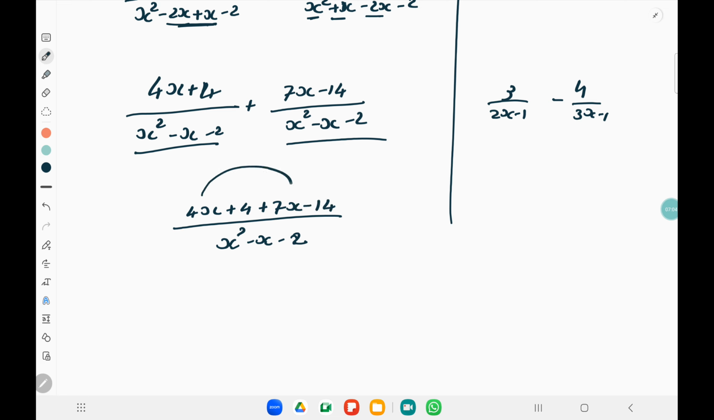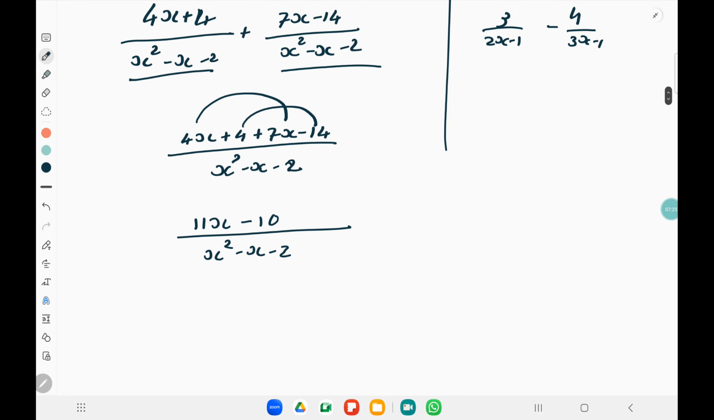And let's collect the like terms. 4x and 7x both are positive and they are like terms, so 11x, and 4 take away 14, minus 10, and over x square minus x minus 2. So this is our answer. Let's move on to question 4.